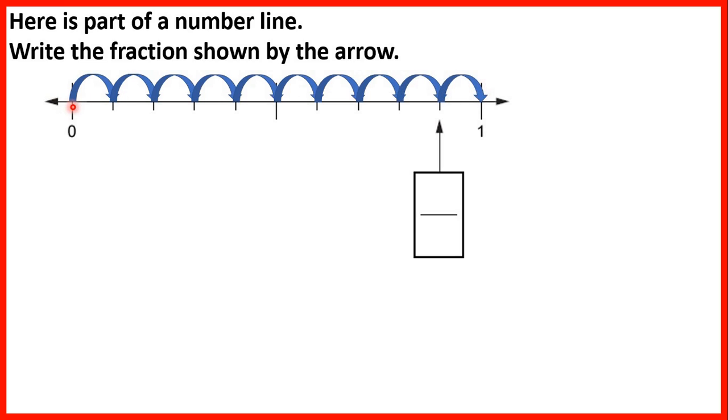So because we have 10 lines, to get from 0 to 1, each of these little lines must be 1/10. And because we want the 9th line, our numerator will be 9. So the fraction is 9/10, because that's the 9th line out of 10 lines to get from 0 to 1.